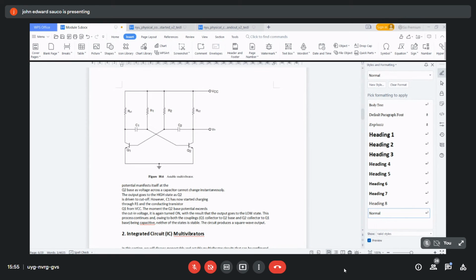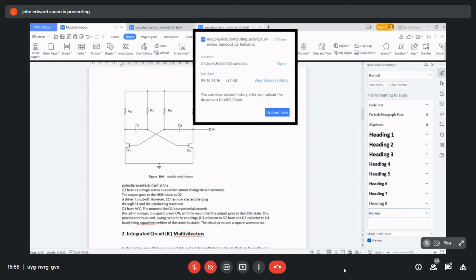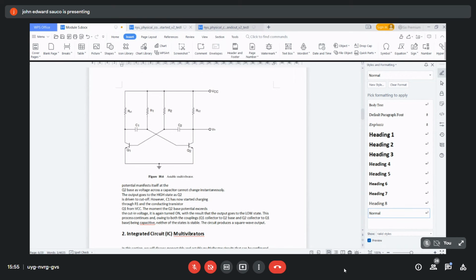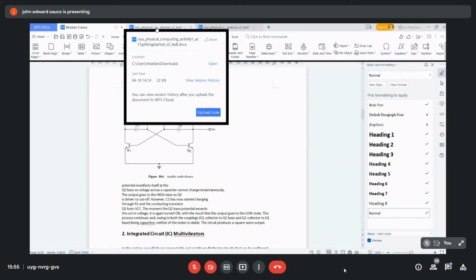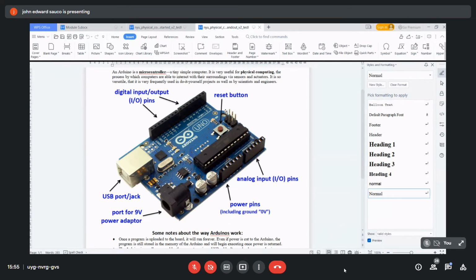Question? Wala naman po, sir. Okay, sige. Okay. Wala. So, ngayon is about naman tayo sa ating lab. Okay? Lab. So, sa ating lab is tapos na tayo sa yan.